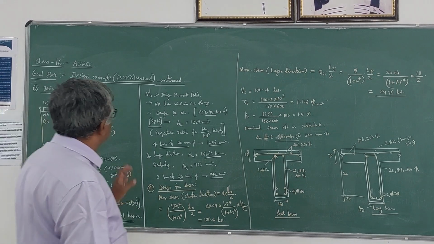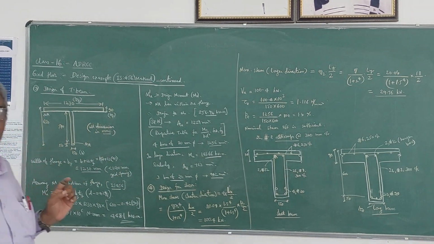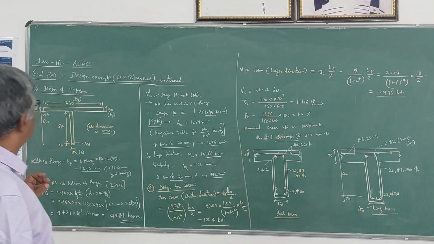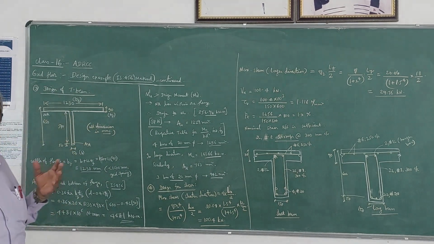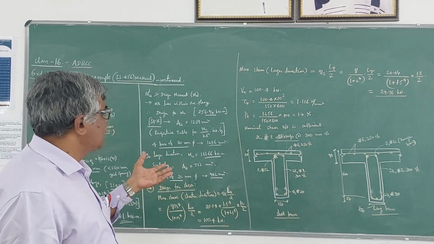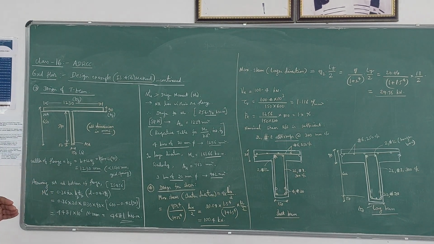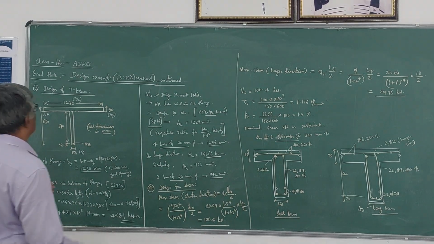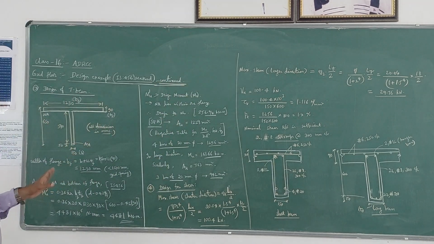So we will continue with the design of the grid floor by IS456 method. In the earlier video, I had explained how to dimension the T beam or the rib portion of the grid floor, and also how to design the top slab portion. Now, in continuation with that, we will take up the design of the T beam or the rib portion.